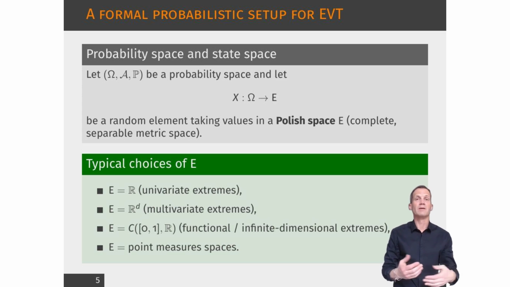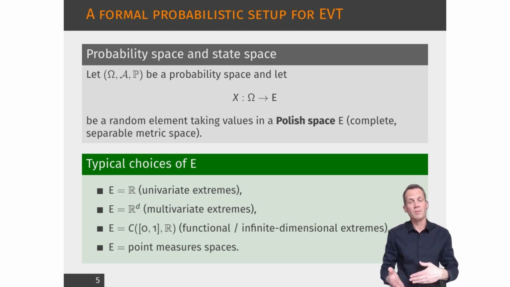The slide then gives typical choices of the state space. If the state space is the real line, we are in the univariate setting. If it is a finite dimensional Euclidean space, we are in the multivariate setting. If it is a space of continuous functions on an interval, we can study functional or infinite dimensional extremes. Finally, if the state space is a space of point measures, we obtain the point process approach. The purpose of this formalism is to treat all these cases within a single probabilistic language.